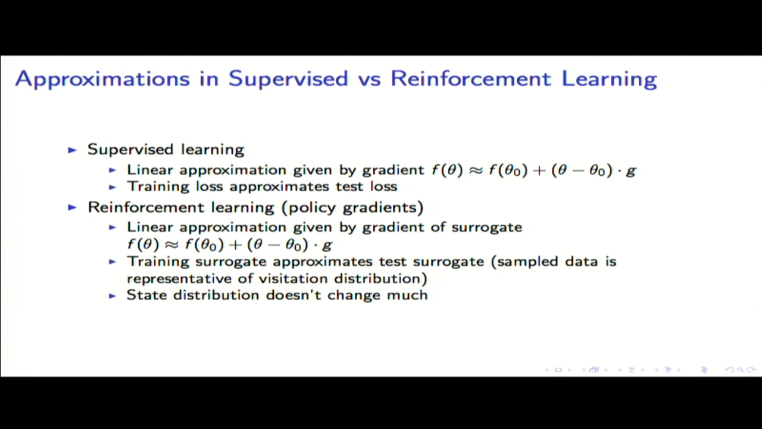So basically the problem is that in policy optimization, you're ignoring how the state distribution is going to change. And that limits the size of the update you can make. Because if you were to do too big of an update, then your policy would visit some totally different states that you've never seen before, and something bad might happen.